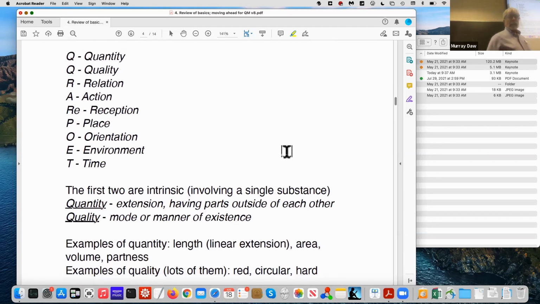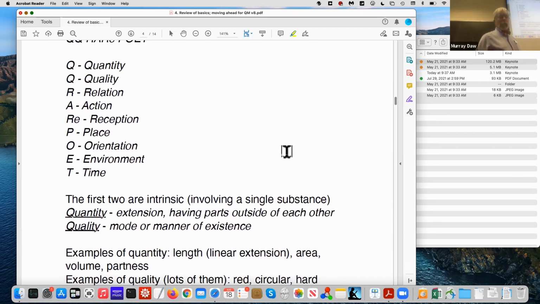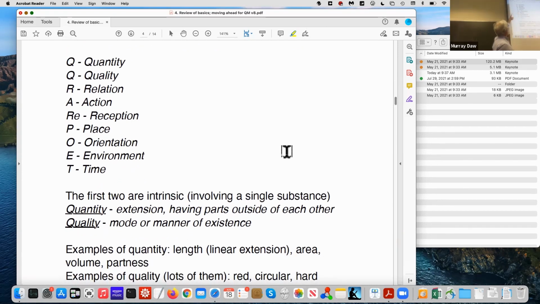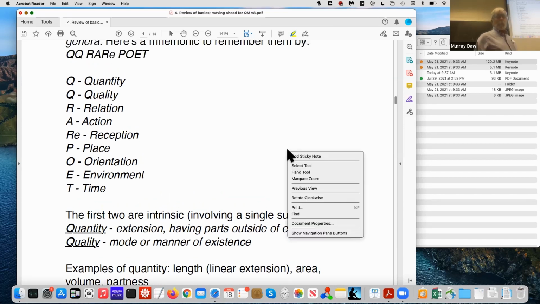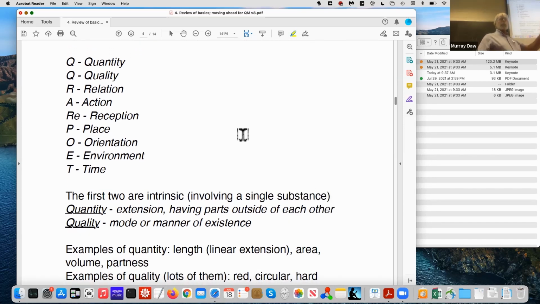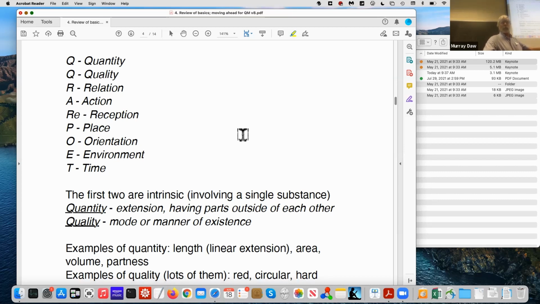And there is a mnemonic to help you remember these. So the nine are, here are the letters: Q, Q, R, A, R, E, P, O, E, T. If you say it together, it says "QQ Rare Poet." And I promise you'll remember that until you graduate from Clemson, maybe beyond. QQ Rare Poet.